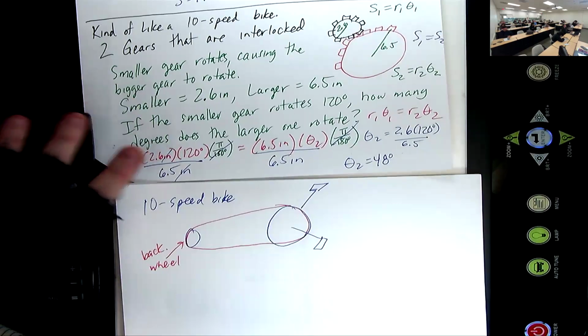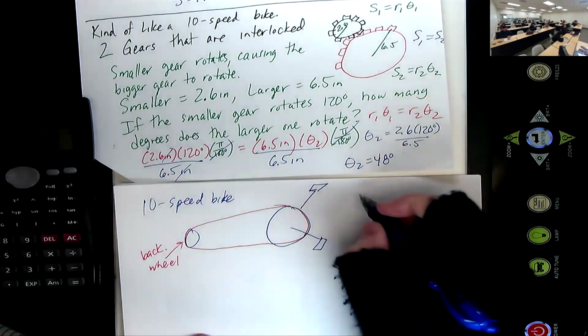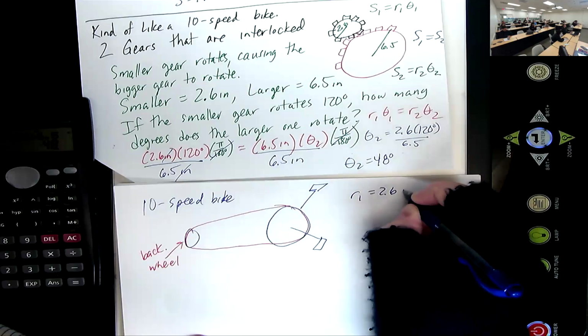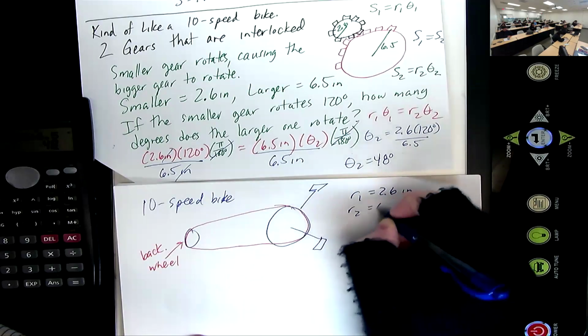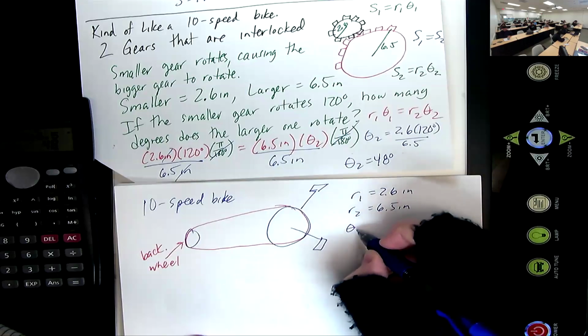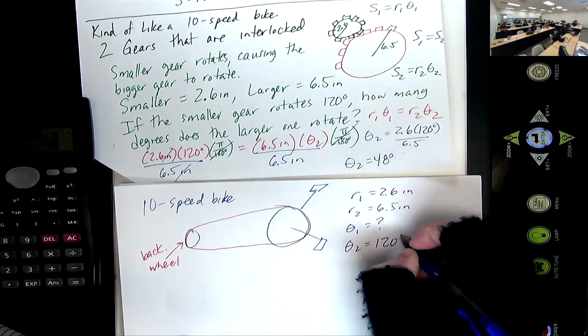In fact, let's see how it would go up. Let's say we have the same problem. Let's say R1 is still 2.6, R2 is still 6.5. We don't know what theta 1 is, but theta 2 will do 120 degrees. We're going to use the same degrees.